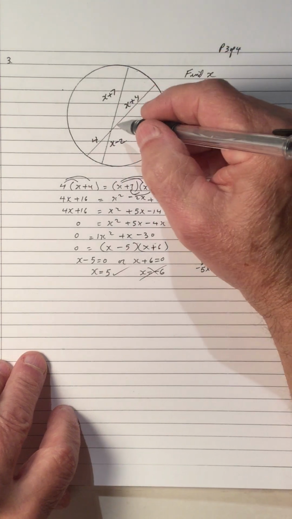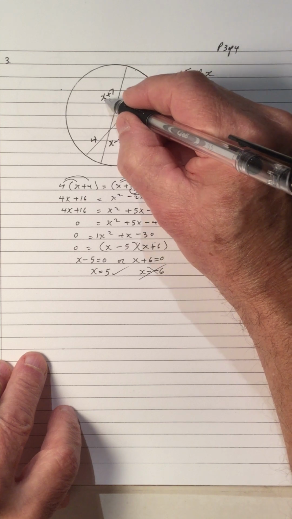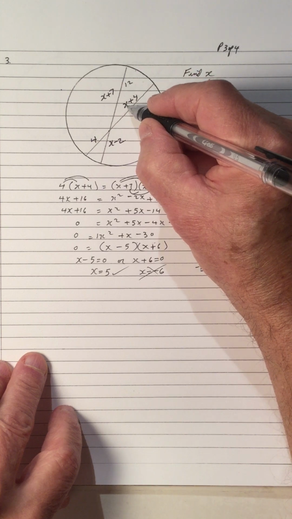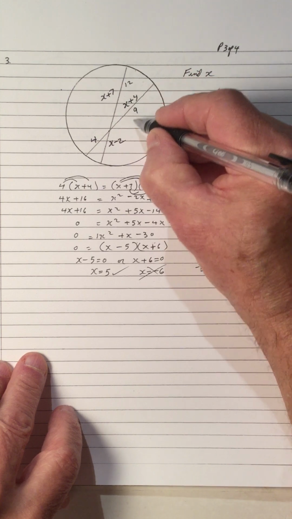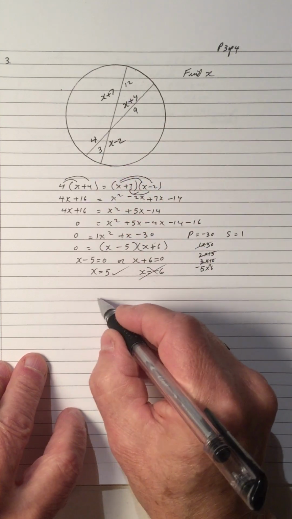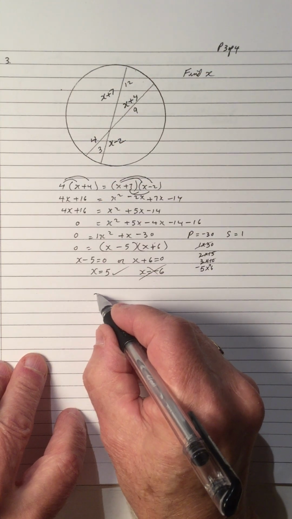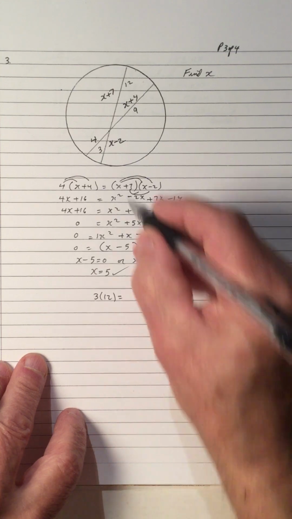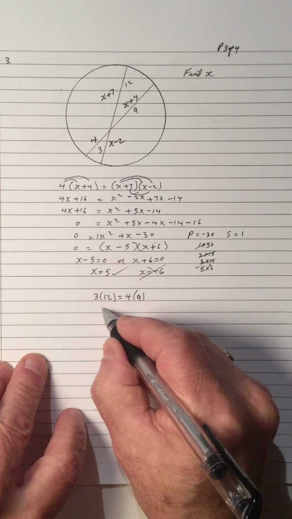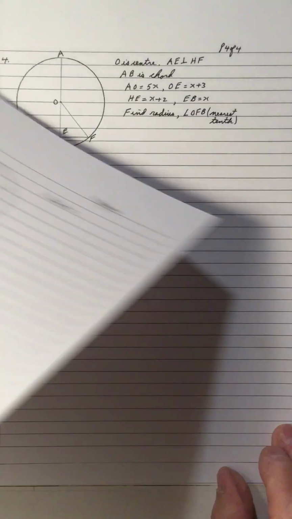And if you want, you could check it back and say, if x is 5, that means 5 plus 7 is 12. x is 5, 5 plus 4 is 9. 5 minus 2 is 3. So let's check. We have 3 times 12 equals 4 times 9. 36 equals 36. So 5 is the correct answer, just as a check.